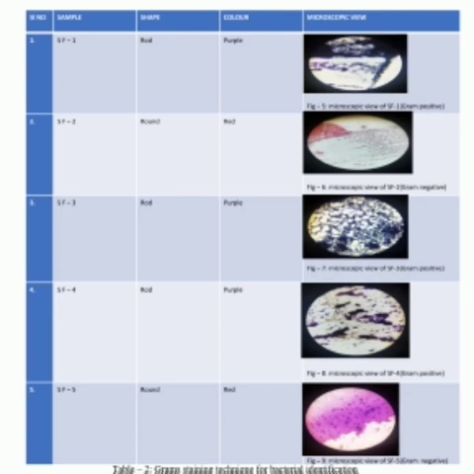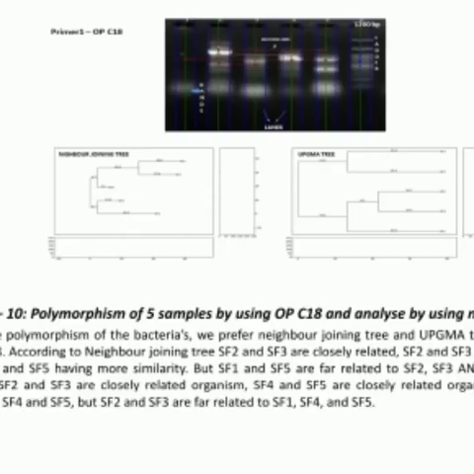We got 3 gram positive bacteria which retain purple color stain and 2 gram negative bacteria which retain pink or red color stain. Later we went for DNA isolation by CTAB method. Then to analyze the polymorphism of the bacteria, we used the RAPD technique with the help of OPC18 and OPD13 primers. According to the neighbor joining tree and UPGMA, we get an idea about their polymorphic nature.